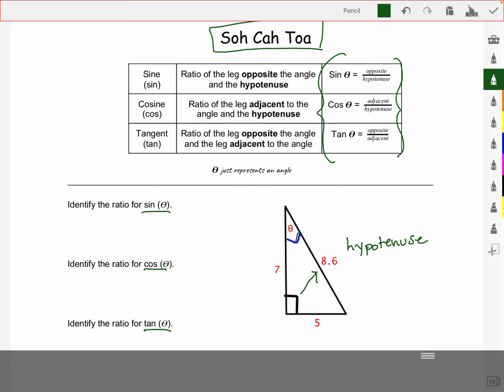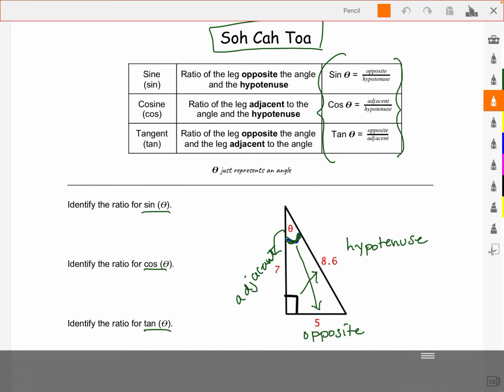And then these are all in reference to theta. So the side that is across from theta is going to be my opposite. And the side next to theta is going to be my adjacent. So I would encourage you to get a piece of paper, draw this, and label them until you get really familiar with it. As we're learning, write it down, label it, so that you aren't confused.